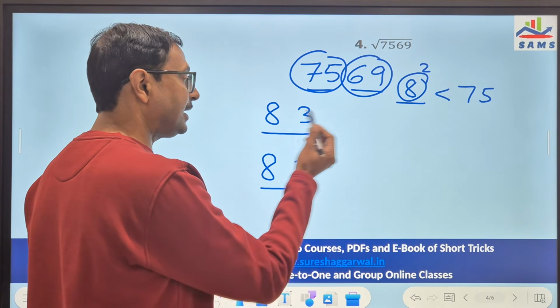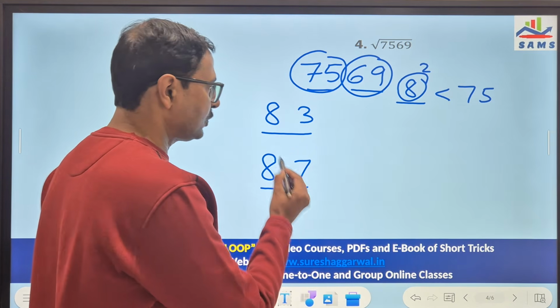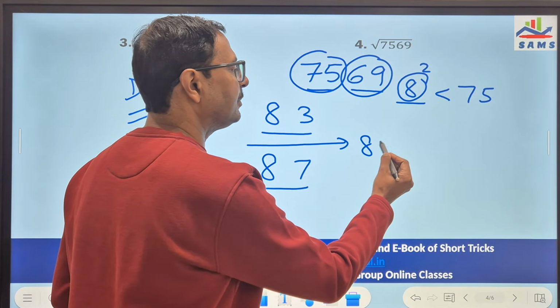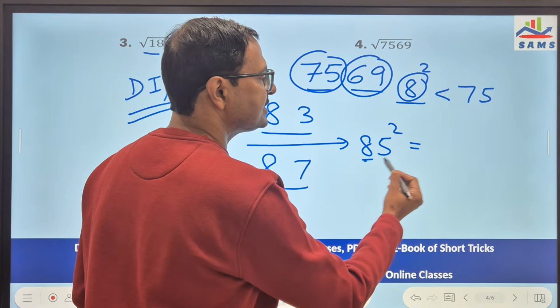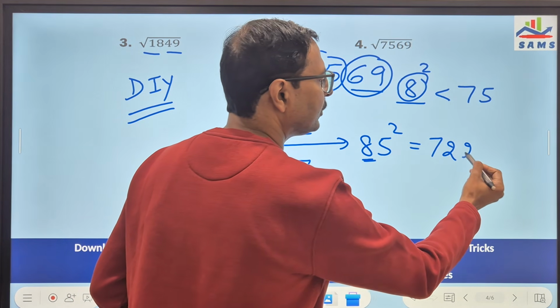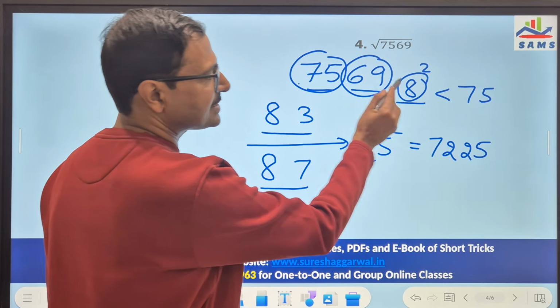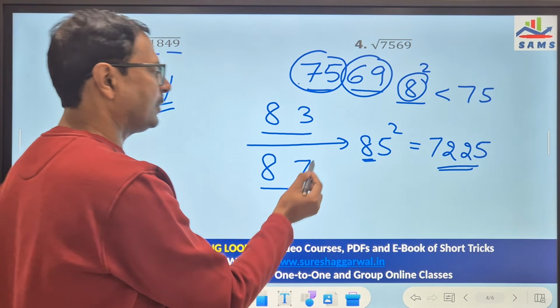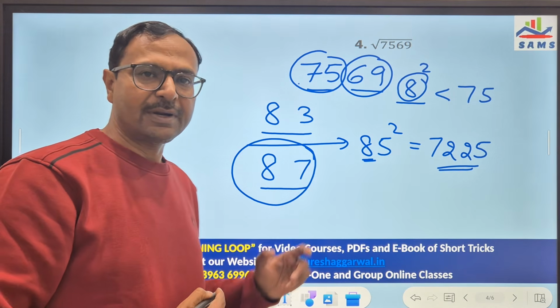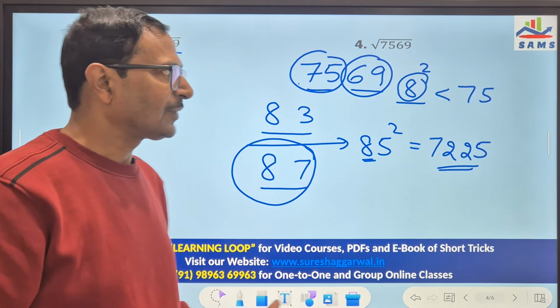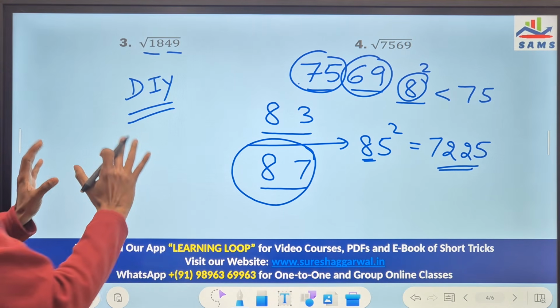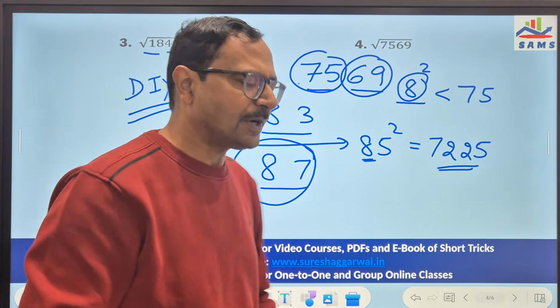Now either 83 or 87 is my answer. So which one is the answer? Take the intermediate number 85. 8 nines are 72 followed by 25. This is the square of 85. My number 7569 is larger than this. So my answer is the larger number 87. So you can do this now and tell me in the comments whether it is working or not.